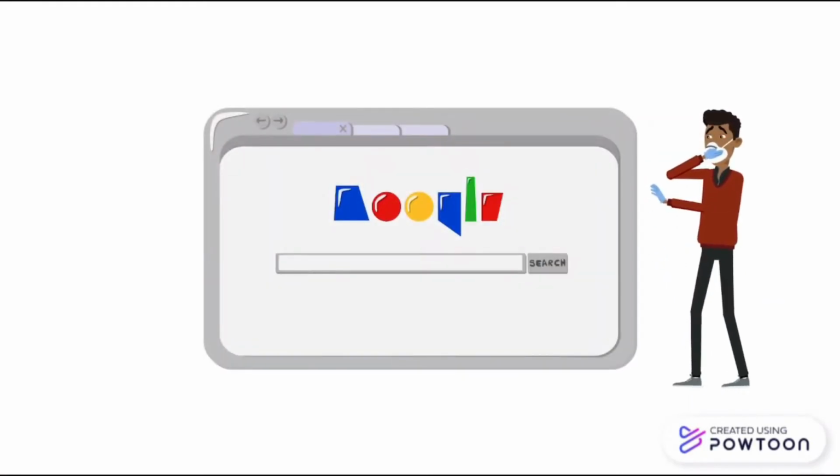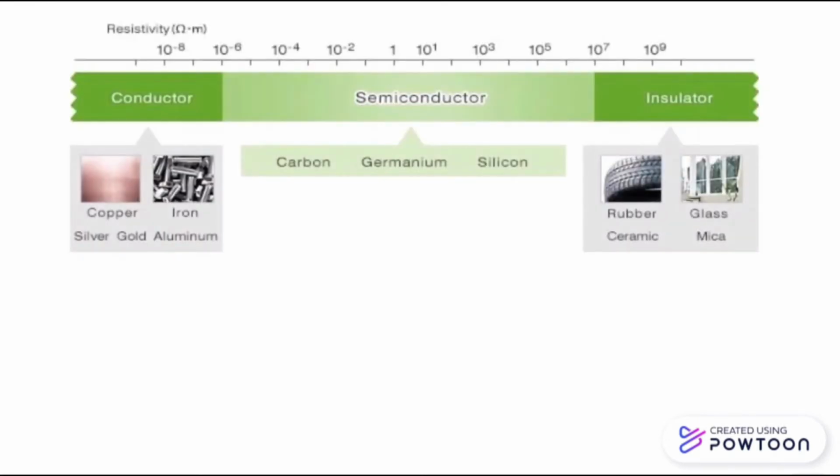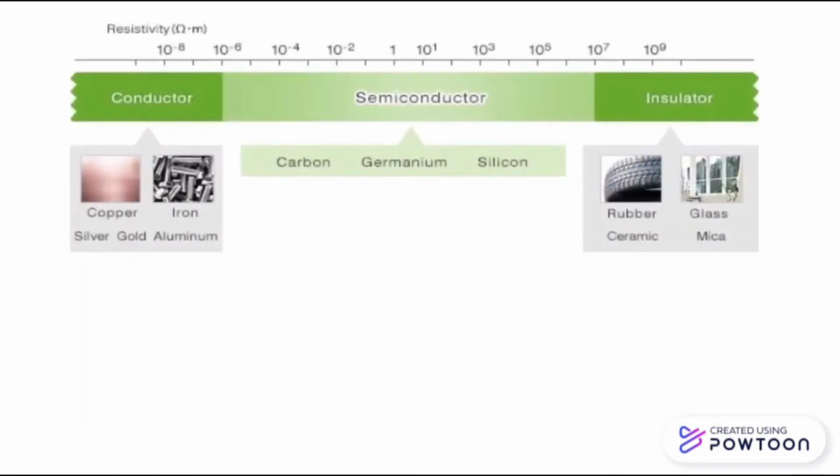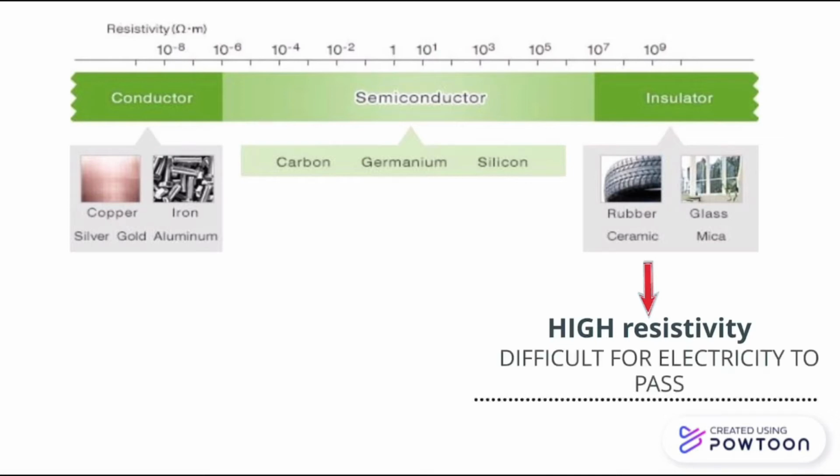The first dosimetric property is resistivity. Electrical properties of a semiconductor can be indicated by resistivity. Conductors such as gold, silver, and copper have low resistivity and can conduct electricity easily, while insulators such as rubber, glass, and ceramic have high resistivity and make it difficult for electricity to pass through.